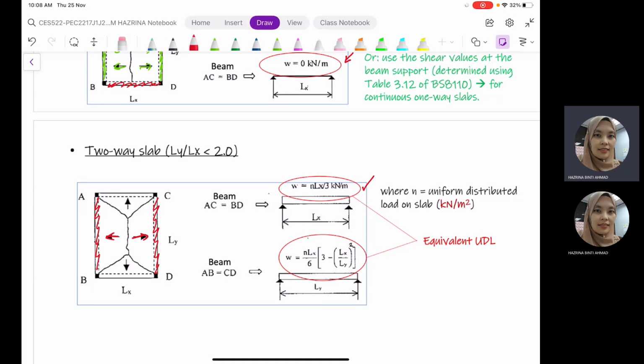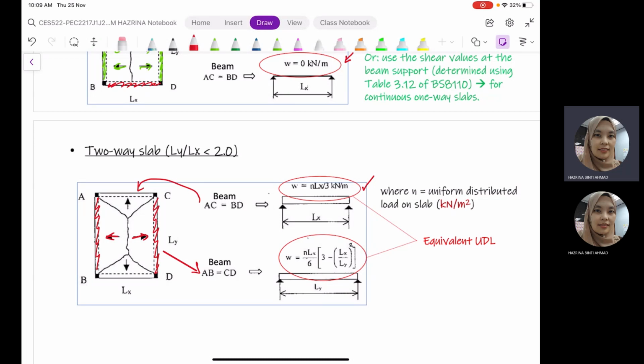Then, however, for beam ABCD, oh sorry, this is for beam ACBD. So this top part, ACBD, is this one, and then as for beam ABCD, it is this one. You can see that the calculation is quite detailed with regards to ABCD. So this is for the load transfers.